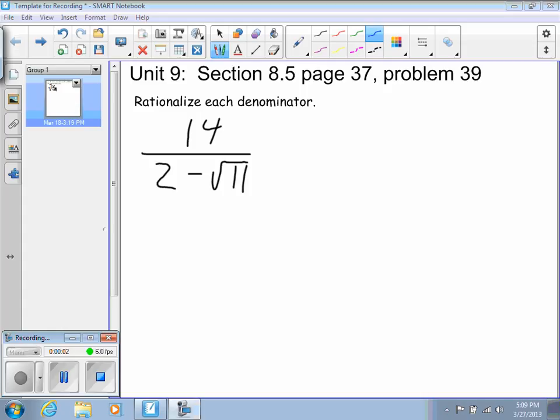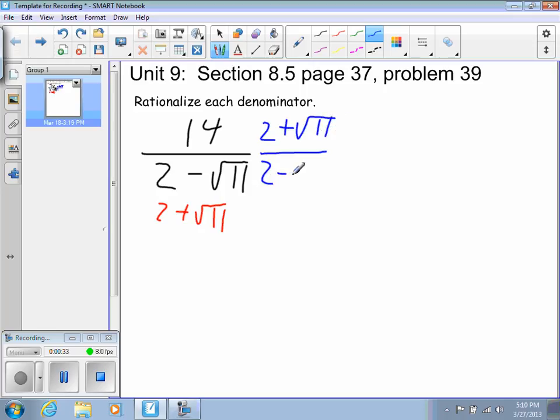Again, we need to figure out what the conjugate of our denominator is. In this case, we have 2 minus the square root of 11, so the conjugate will be 2 plus the square root of 11. And that's what we're going to multiply top and bottom by. Oops, let me fix that. 2 plus the square root of 11 and 2 plus the square root of 11.